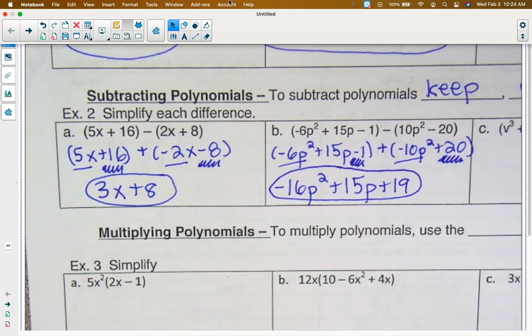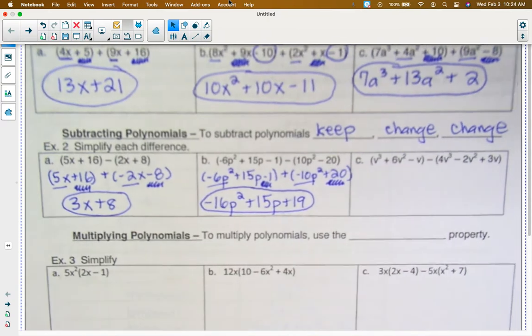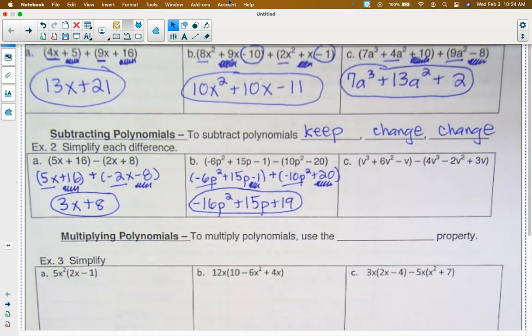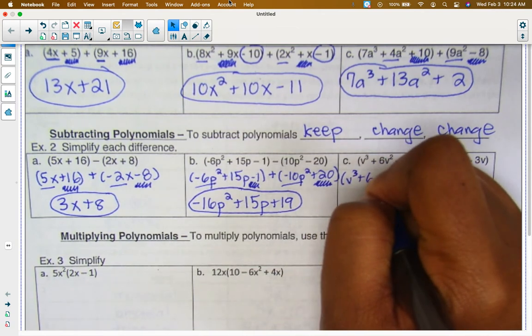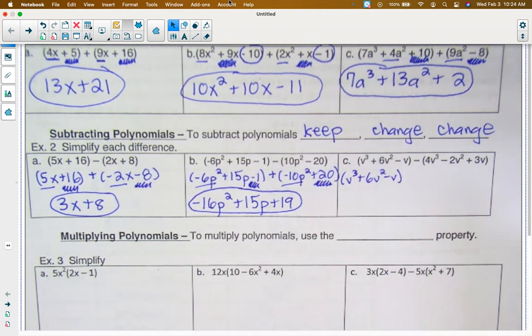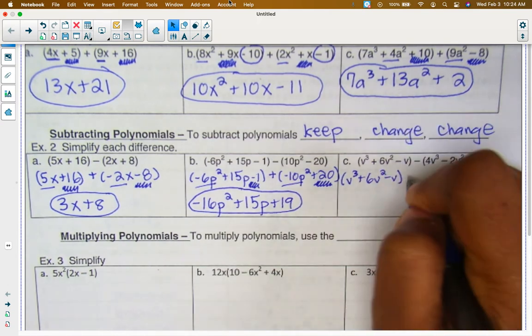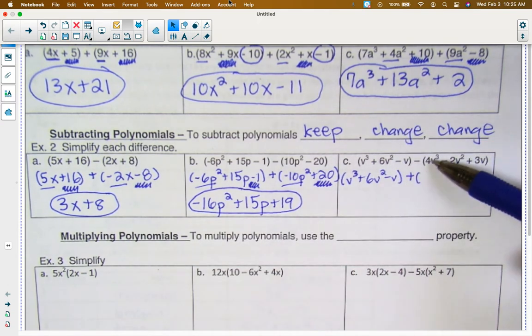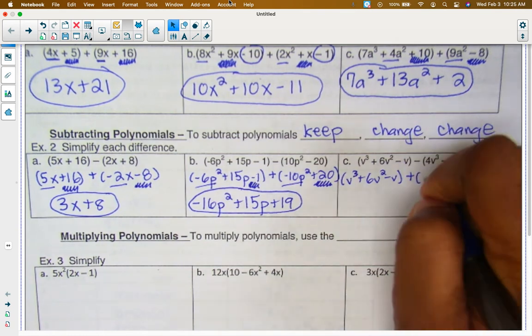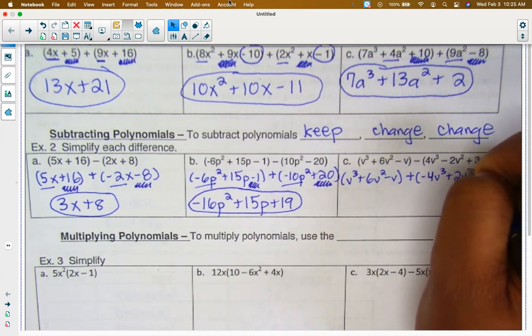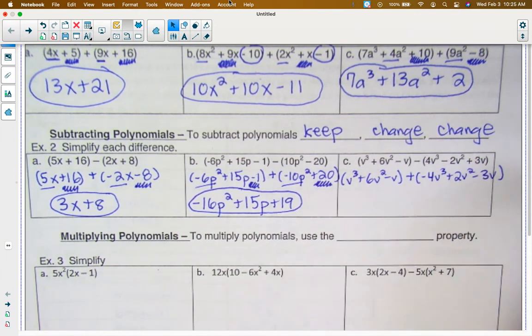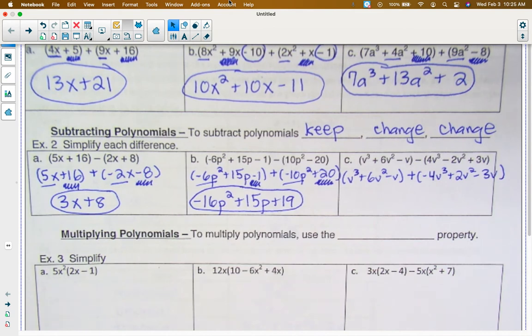So I did keep, change, change. And we'll take a look at one more subtraction problem. Keep, change, change. Keep the first one, so I'm just going to rewrite it. V to the third plus 6b squared minus b. Change the subtraction to plus, and change the sign of everything inside of here. So keep it, change it, change it.